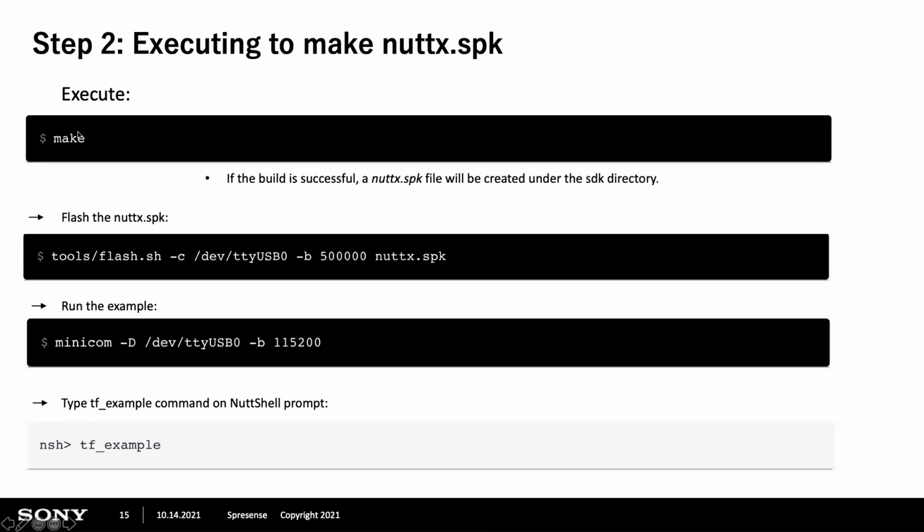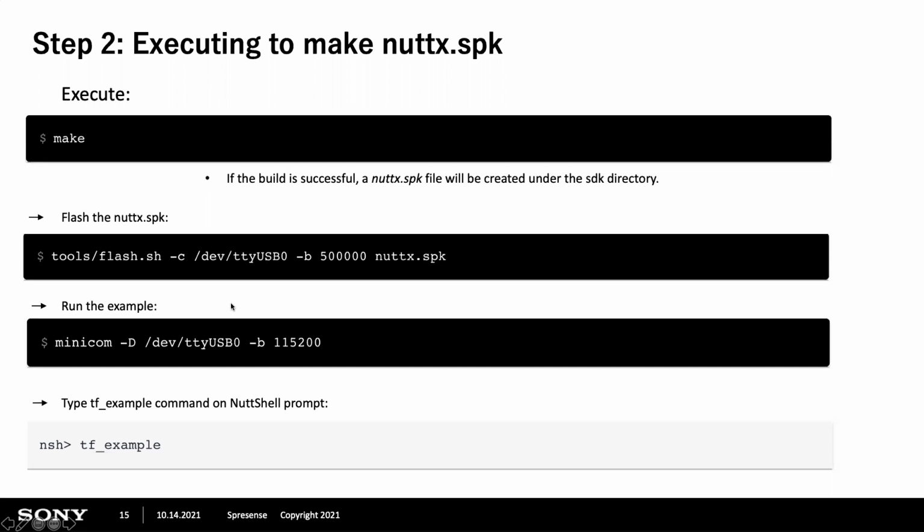For execution, we run make. When you run make, you generate this nuttx.spk. This is always what you get out of make. And when you have this nuttx.spk, you need to flash your board. To flash your board, you use this command, and this /dev/ttyUSB is your USB connection, and this is the baud rate, and this is your SPK that you just used make to generate.